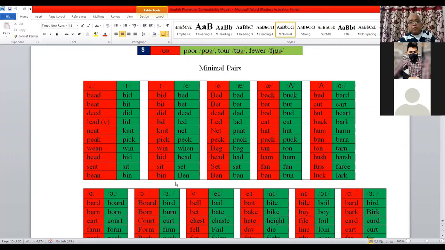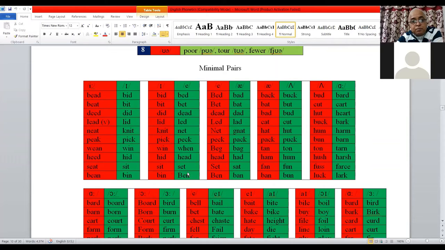Any idea? Sundrita, Abhishek. Hello sir, network problem sir. That's a problem. Anyway, so what are we saying, sir? This Ben, with a B capital. Sir, this means mountain peak. Ben is that, you know, that big clock in London. Big Ben. Yeah. So, bin, ben. So, these are minimal pairs of I and A.